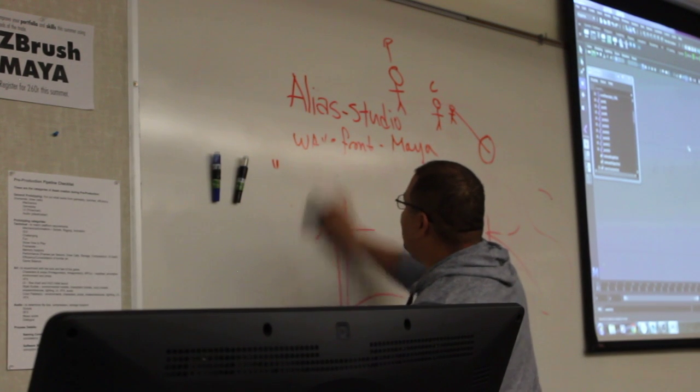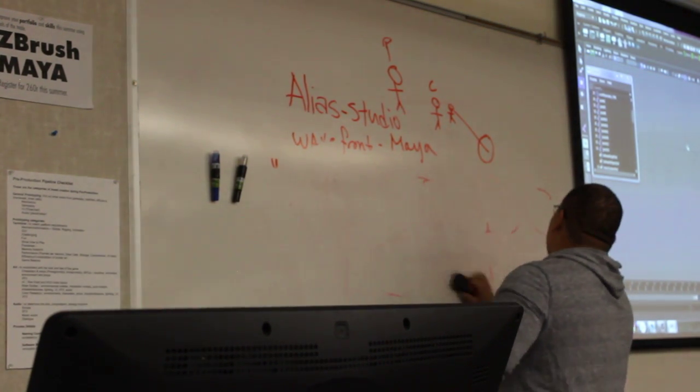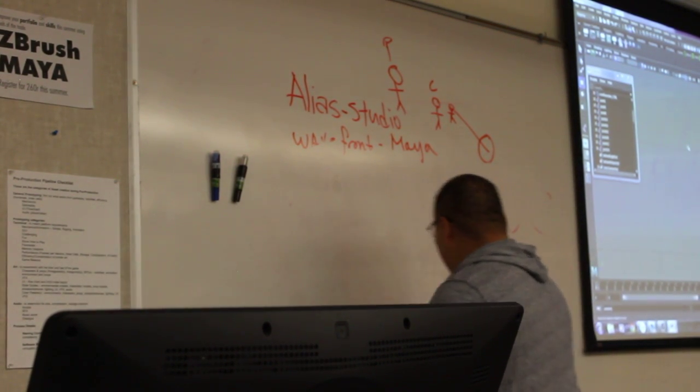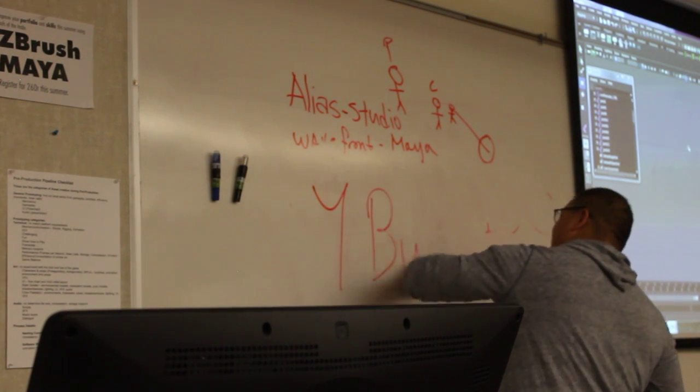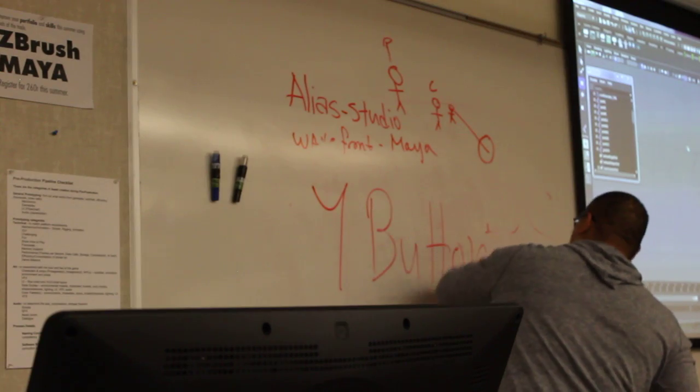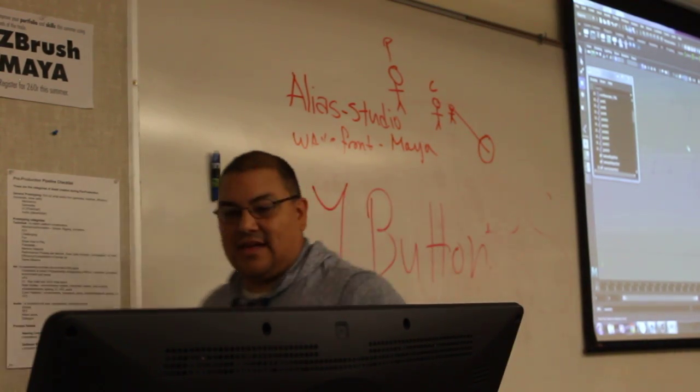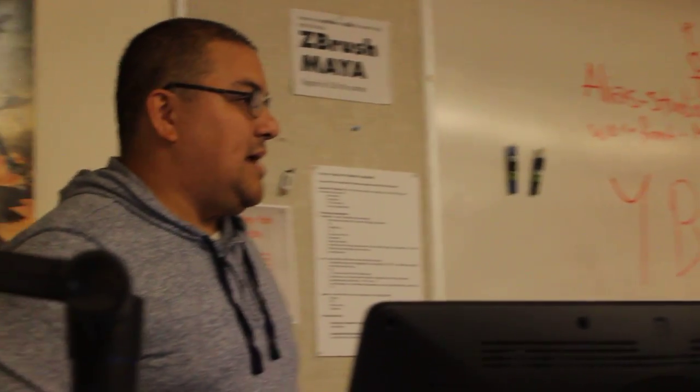Okay, you guys know about meters? Anybody have a problem with that? Nobody has a problem with that yet? Okay, good. The Y button is a lifesaver when you are creating things. Y is last operation performed.